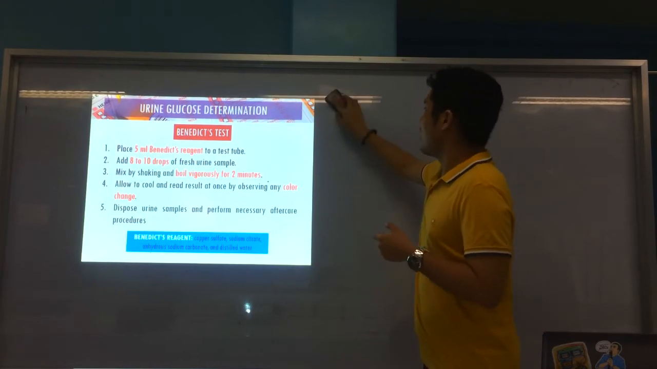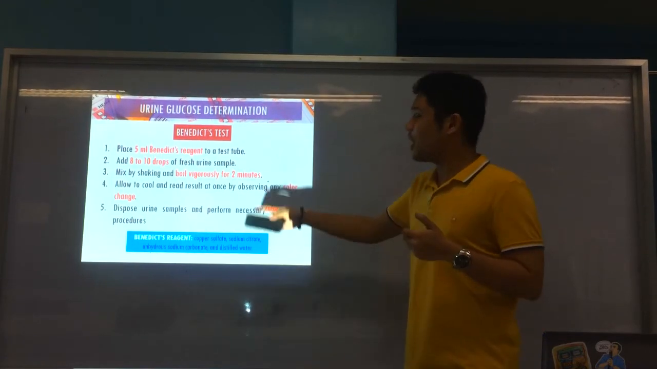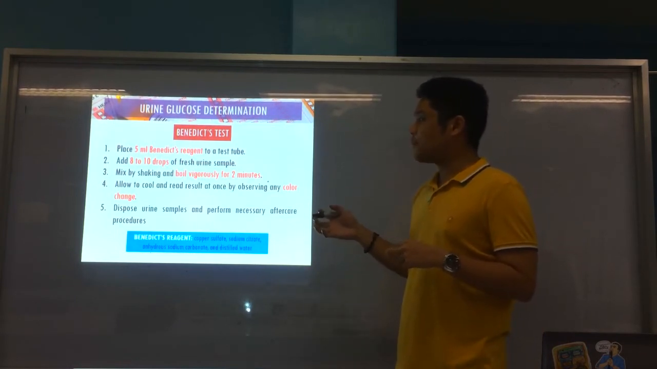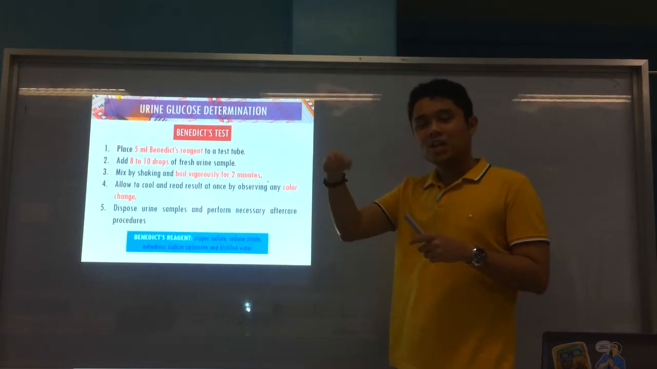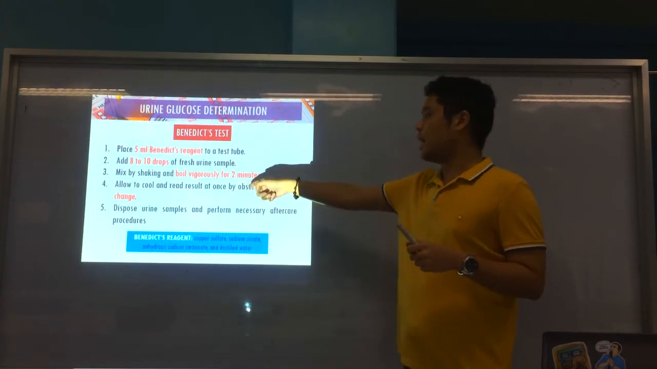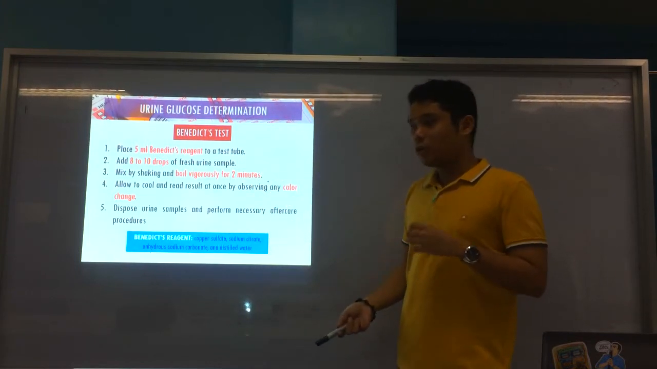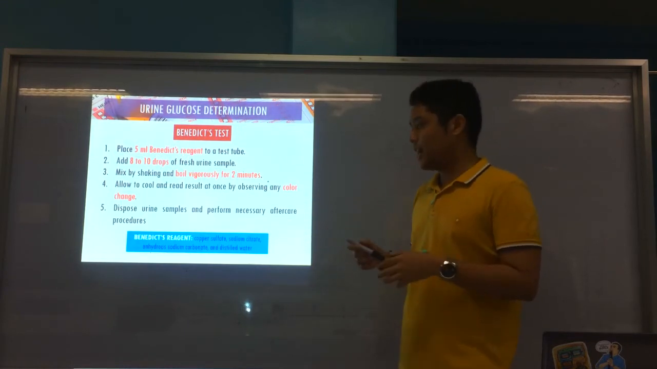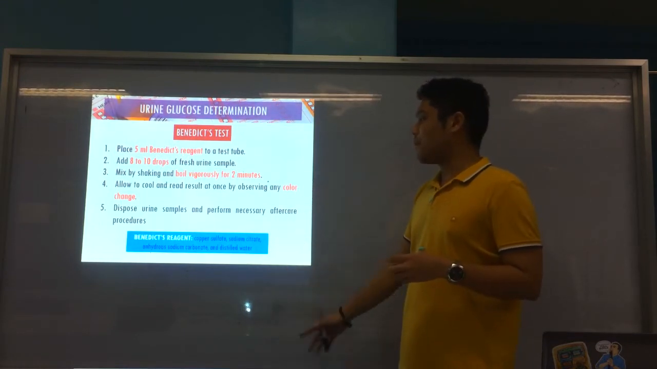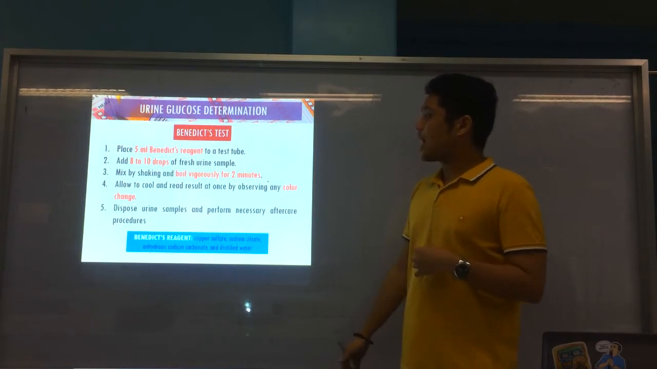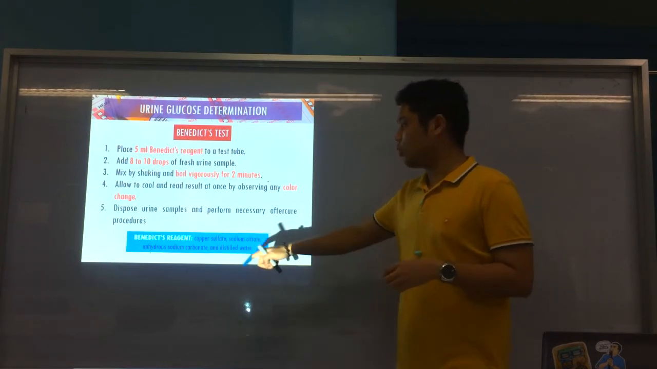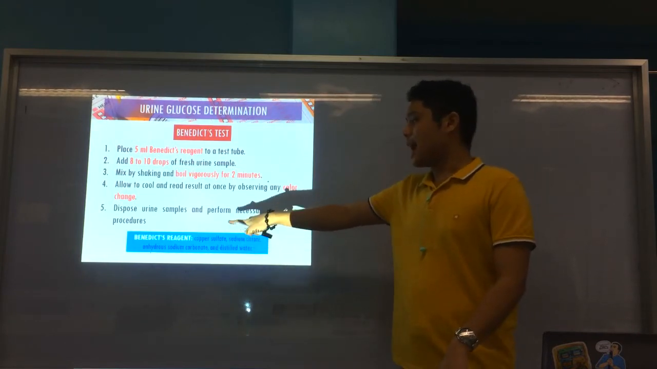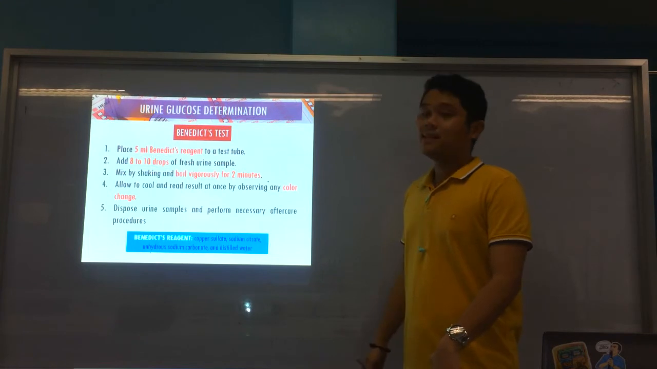Alright, so again, for Benedict's test, it's short. We use a tube, 5 ml of the Benedict's reagent, and then add 8 to 10 drops of urine sample, and we mix, shake it a little, and then boil it vigorously for 2 minutes. Then allow it to cool, and we observe the result by observing any color change. And of course, dispose of urine samples and perform necessary aftercare. For Benedict's reagent, please take note, the most important component is copper sulfate. You also have sodium citrate, anhydrous sodium carbonate, and distilled water.